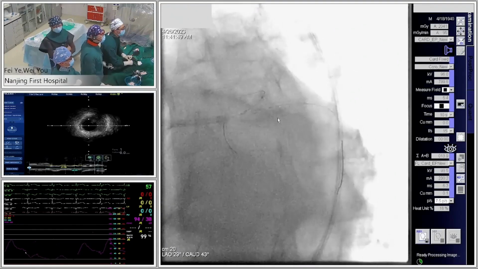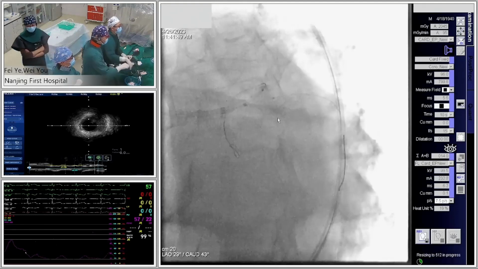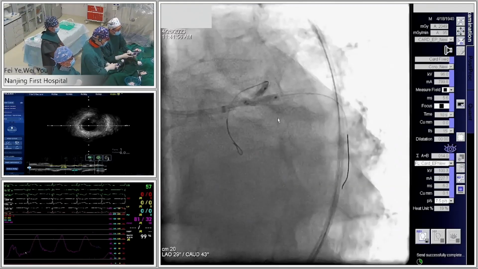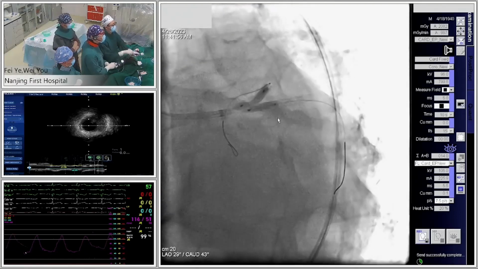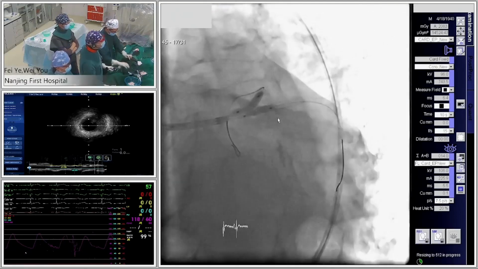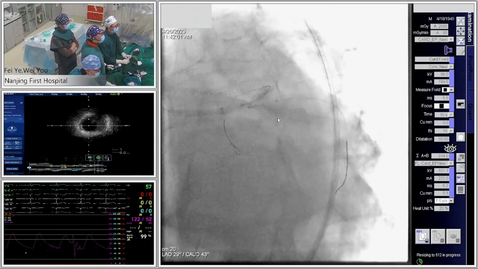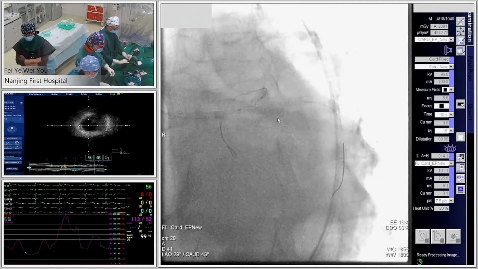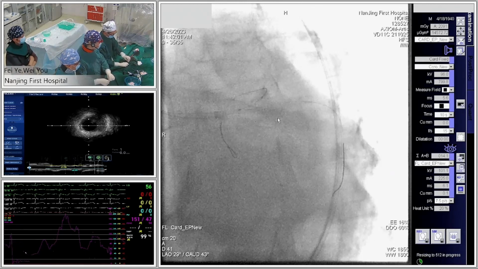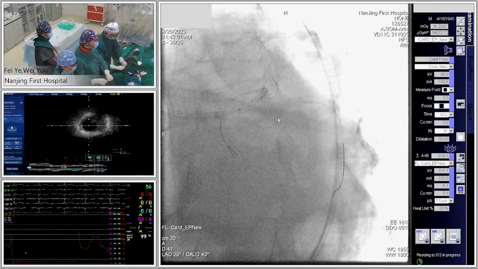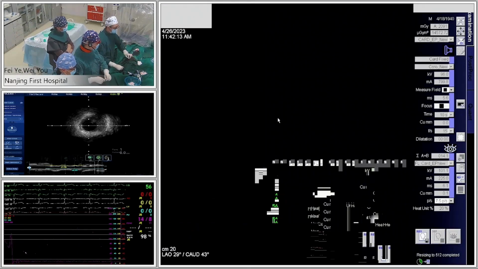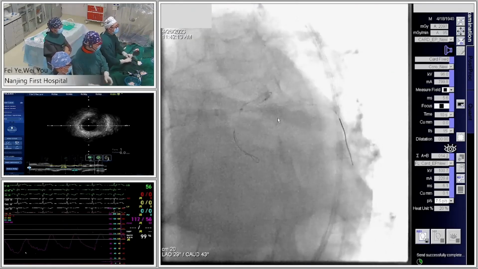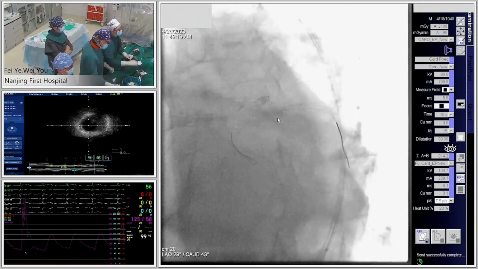From the IVUS, we can see the middle part of the LAD has a reference diameter of approximately 3.0 to 3.5. 12. Yes. Okay, done. Enough. After sequential inflation with a little higher pressure, with a moderate pressure, perform kissing, about 12 atmospheres. Yes. Okay. After that, we check the flow. Okay. Please.